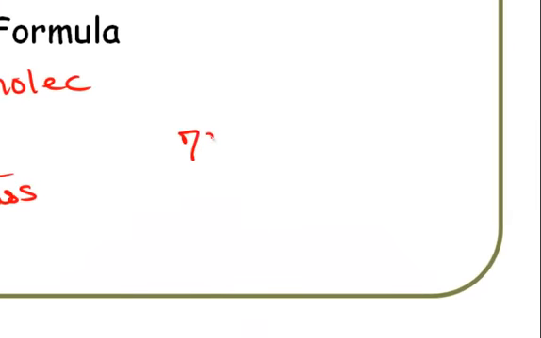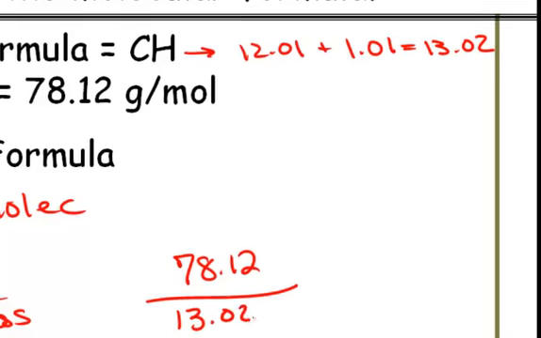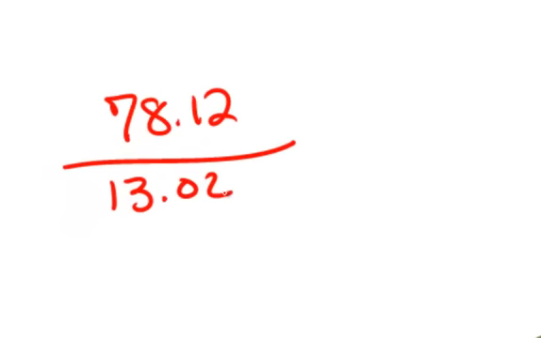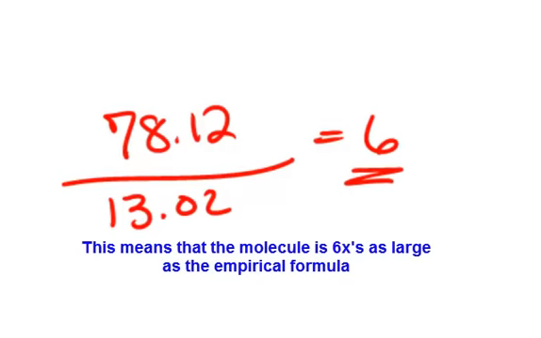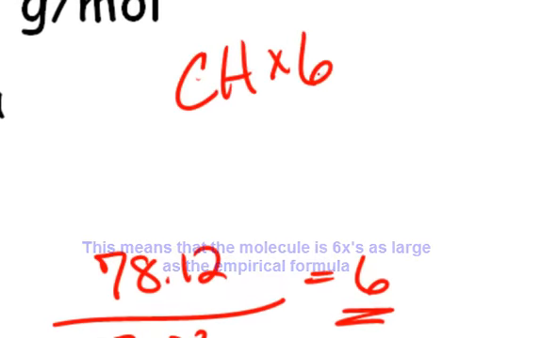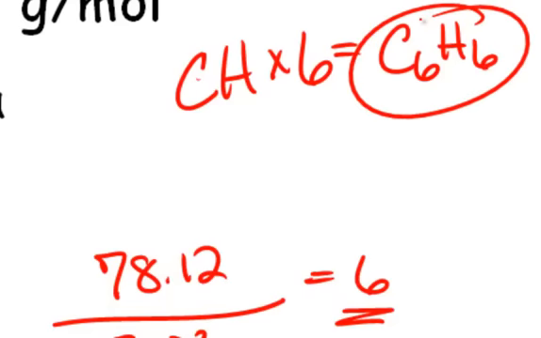So our molar mass is 78.12, and our empirical mass we'll still figure out the same way. Carbon has a mass of 12.01, hydrogen has a mass of 1.01, so that gives us an empirical mass of 13.02. So 78.12 divided by 13.02 gives us a 6. So that means that the benzene molecule is 6 times as large as our formula CH. So CH times 6 means that we have 6 carbons and 6 hydrogens. So benzene's molecular formula is C6H6.